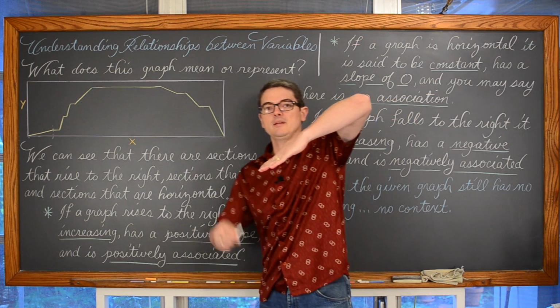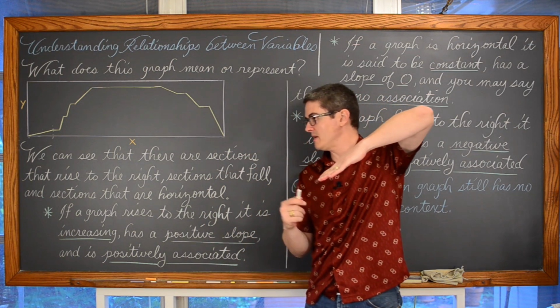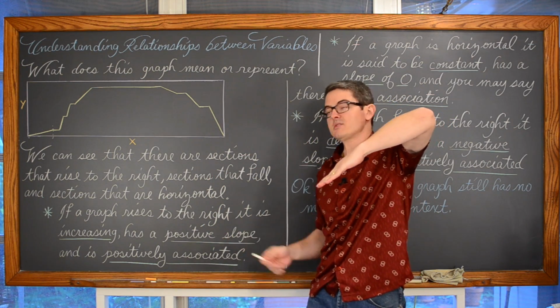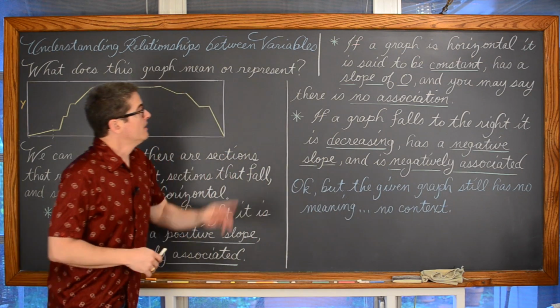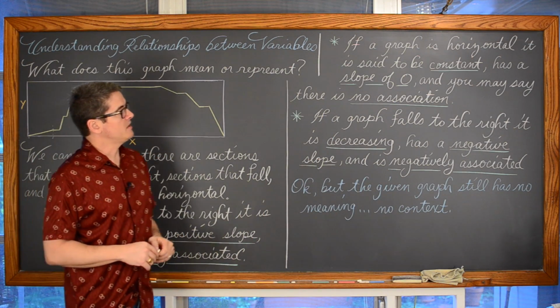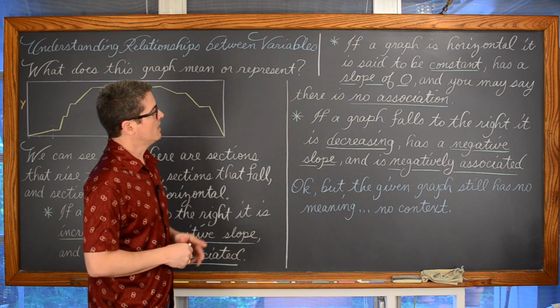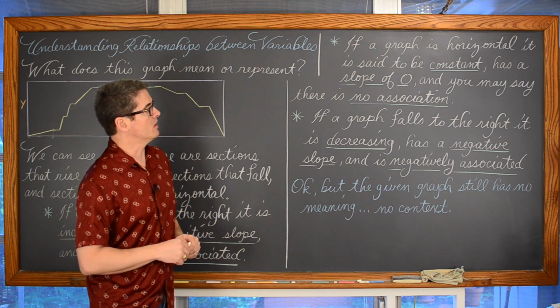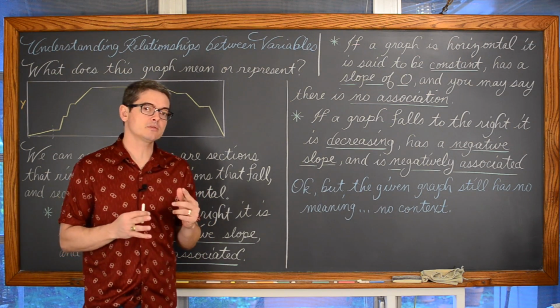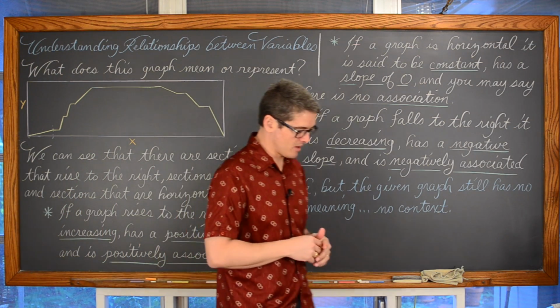Okay, so up to the right is positively associated, has a positive slope, and is said to be increasing. If a graph is horizontal, it is said to be constant. That means it also has a slope of 0, and you may also read that there is no association, again for application type problems.